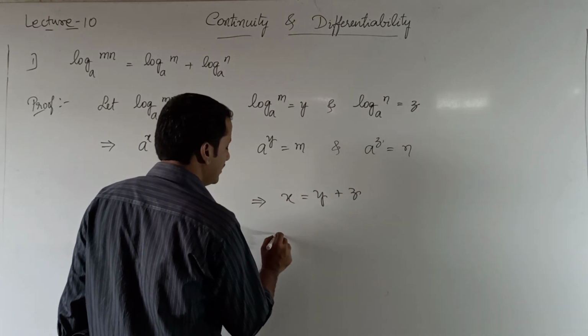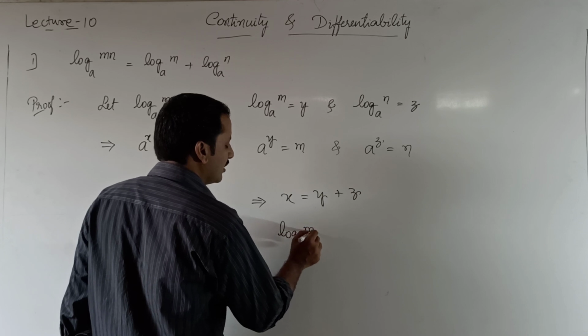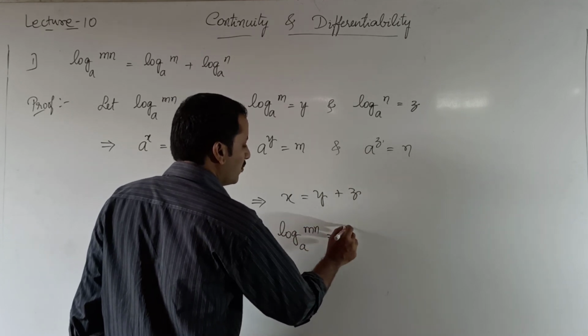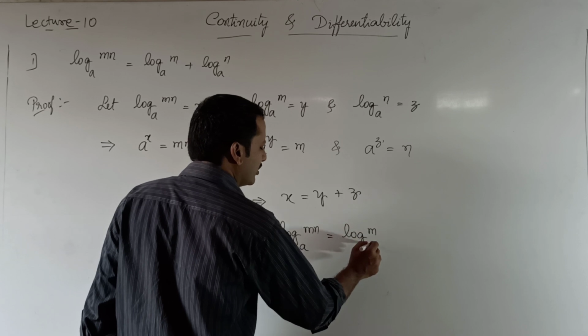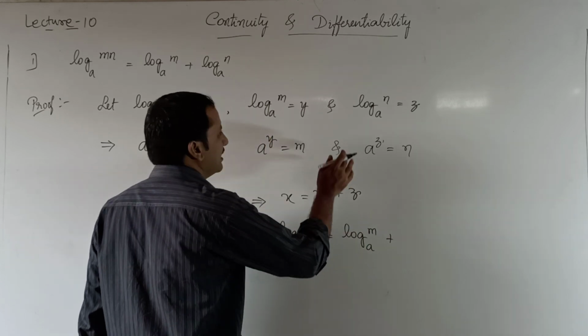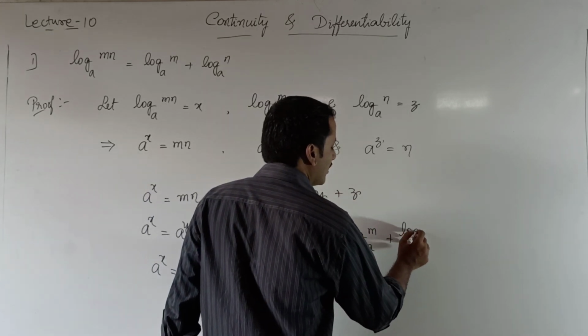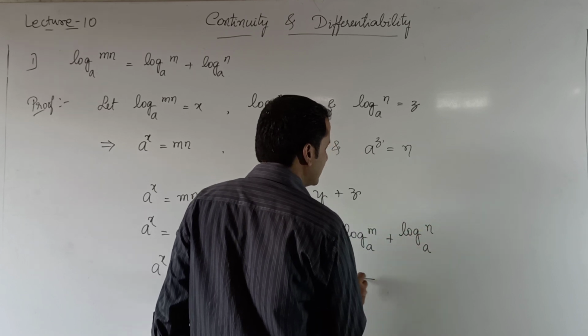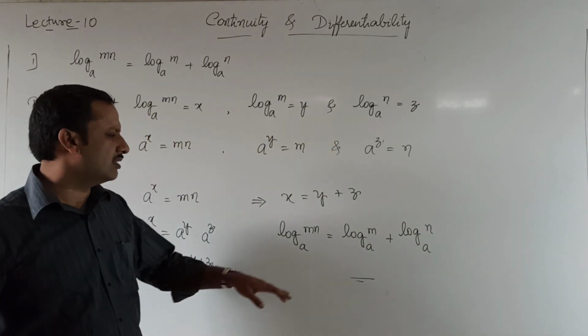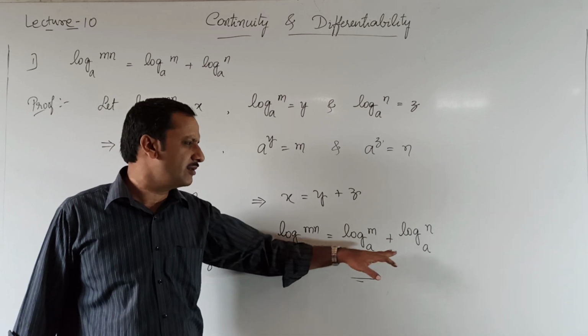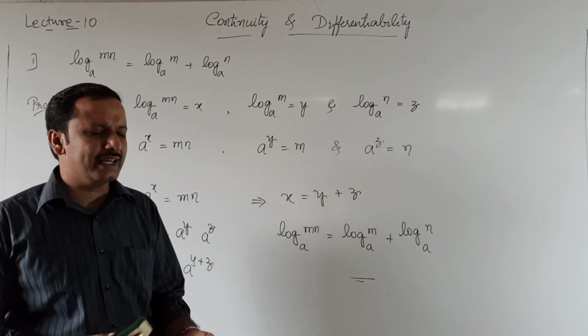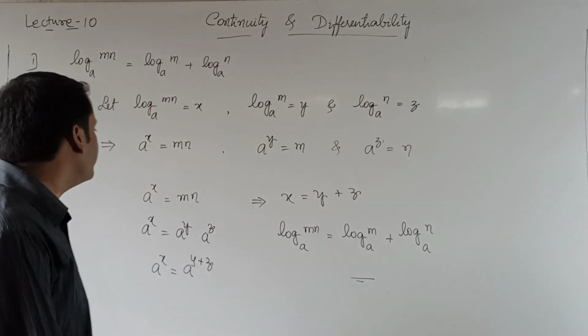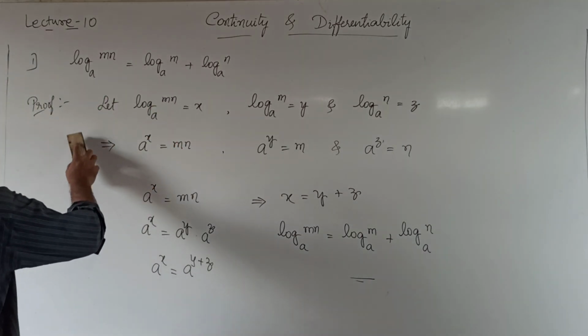What is x? Log mn to the base a. y is log m to the base a, plus z, which is log n to the base a. So log mn to the base a is equal to log m to the base a plus log n to the base a. This is the first property. Okay. Let us look at the second one.